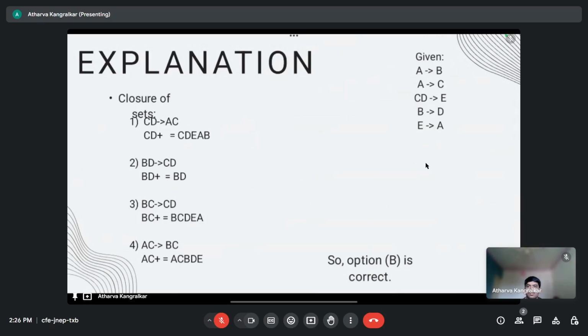Explanation. So closure of sets will be: 1, CD to AC, so CD plus is equal to CDAB. Second, BD to CD, BD plus is equal to BD. BC to D, such that BC plus is equal to BCDEA. AC to BC, such that AC plus is equal to ACBDE. So the correct option will be option B.